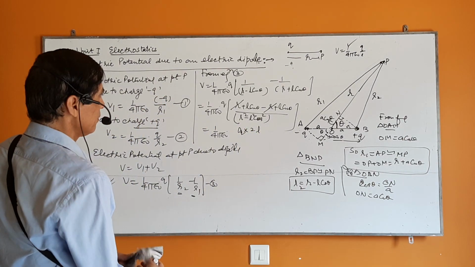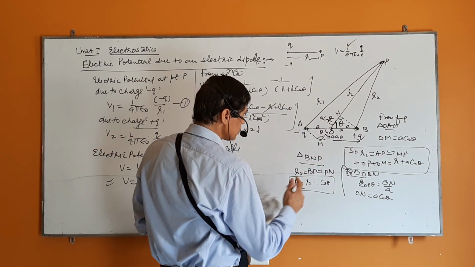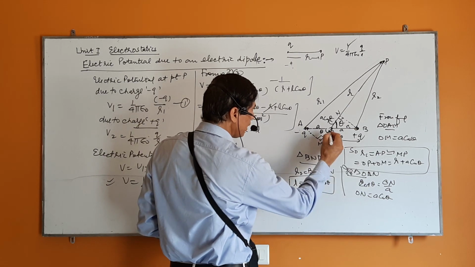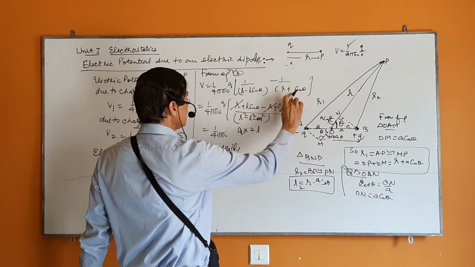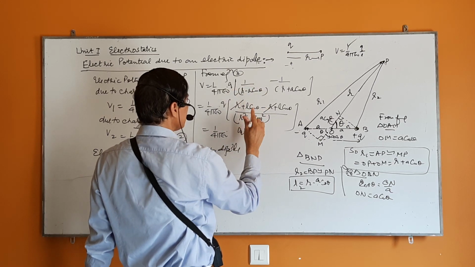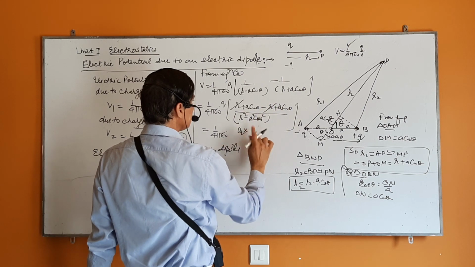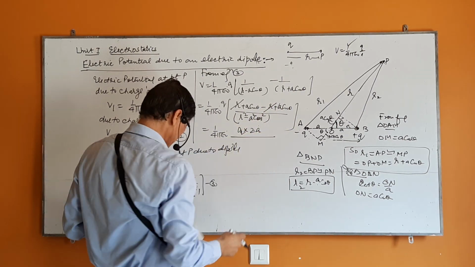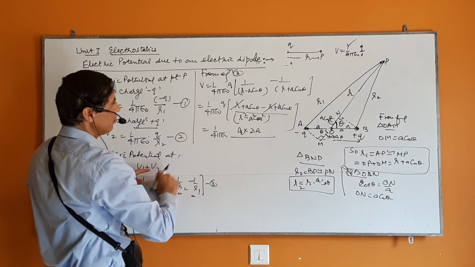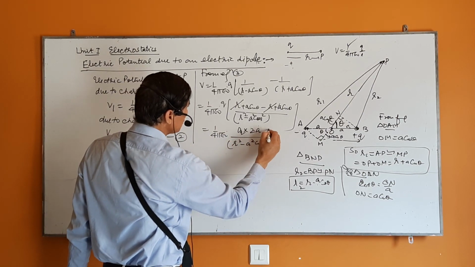What about this one? Is it L or A? No, this is not L, but this is A. This distance we have assumed A. L नहीं है, क्या distance है? A है. So let's take this is A and this one is also A. Make the slight correction. This is 2A divided by R square minus A square cos square theta.